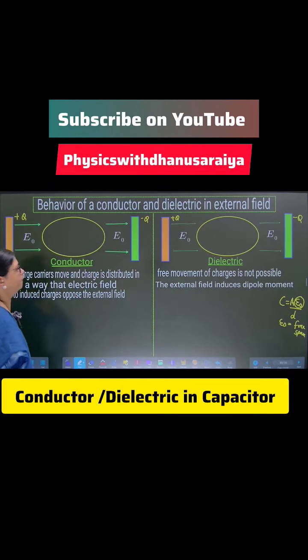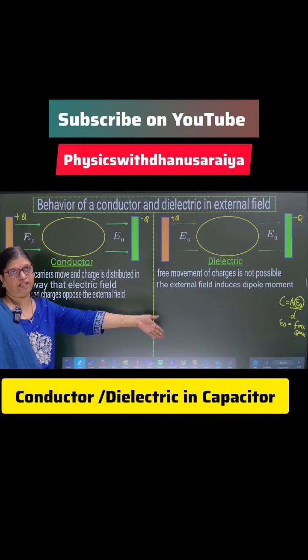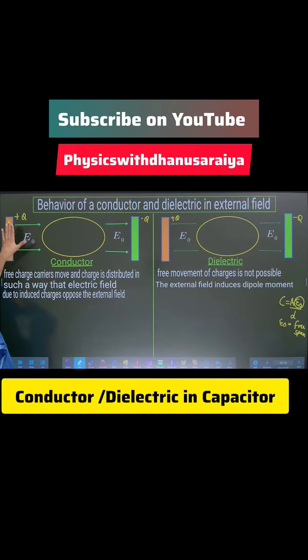Okay, so now let us understand what we are talking about in this page. Behavior of a conductor and dielectric in external field. First, let us understand the behavior of a conductor and then of a dielectric and compare it and understand it. Let us place a conductor in between the parallel plates of a capacitor.